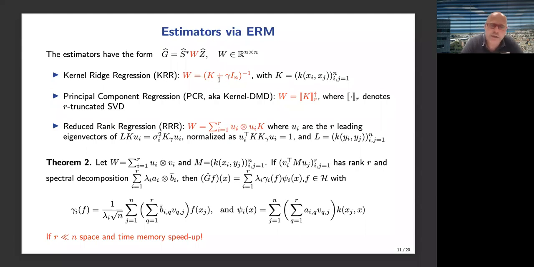So this kernel ridge regression estimator and the other estimators which I'm going to present are all of the following form. They are all characterized by a square matrix W of size n times n, where n is the sample size. So the estimators are computed by specifying this n times n matrix.